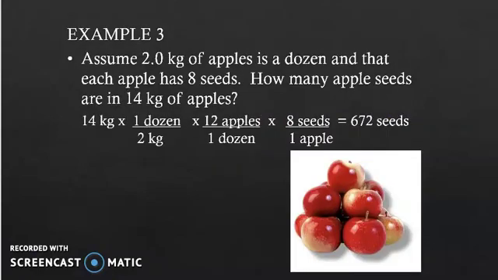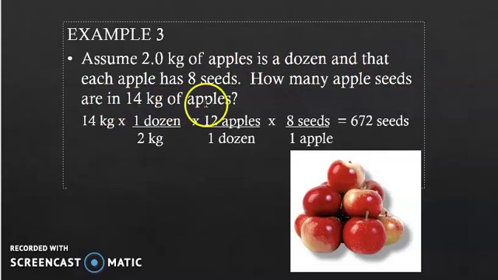One last practice one here. Assuming 2 kilograms of apples is a dozen, and that each apple has 8 seeds, how many apple seeds are in 14 kilograms of apples? So I'm looking to get into apple seeds at the end. I'm starting with 14 kilograms because that's my given. 14 kilograms, I know there are 2 kilograms in 1 dozen, and I know that 1 dozen means 12 apples, and I know that 1 apple has 8 seeds.